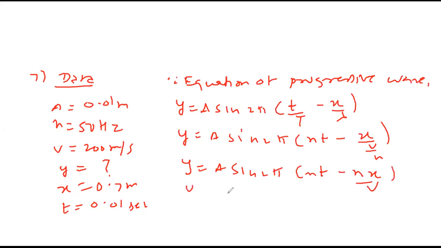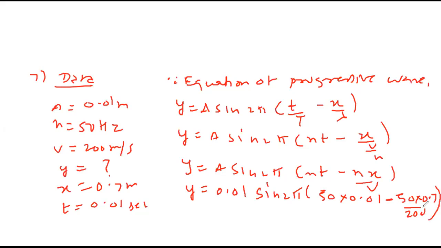Now I'm putting all the values. A is 0.01, sine of 2 pi, n is 50, time is 0.01, minus n 50, x is 0.7, and v is 200. 50 into 4 is 200. So y is 0.01 sine of 2 pi (0.5 minus 0.7 upon 4). Please copy till this first.